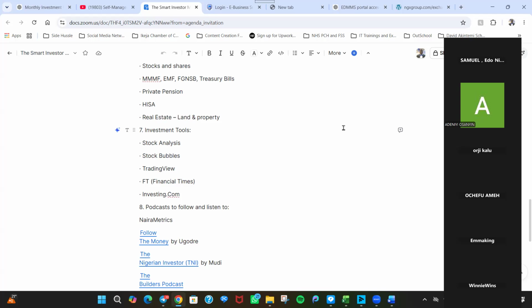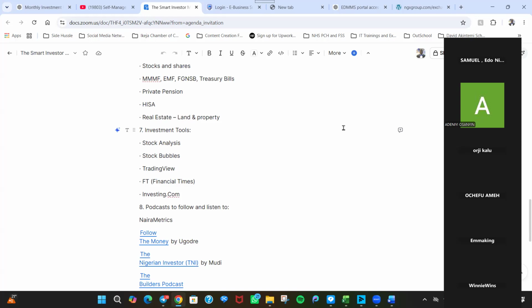So all these investment tools, they do the same thing. You don't have to use stock analysis. You can use any other one. Just practice and get used to it. But I find stock analysis to be very easy for me to use. And again, I don't have to pay because it gives me all the features and everything.